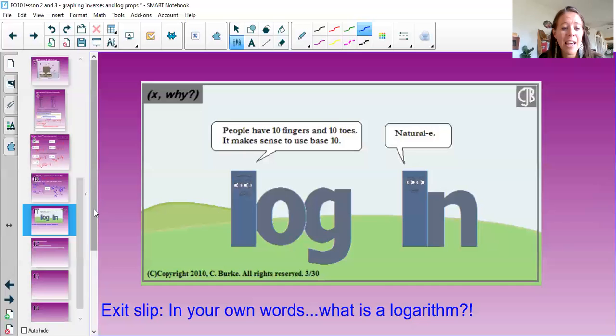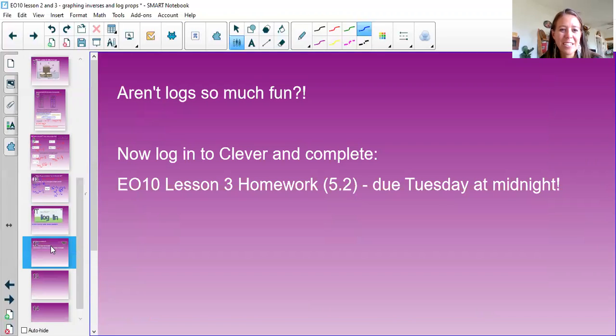So as your exit slip today, I want you in your own words to try and describe what it means. What is a logarithm? What is it? Okay. Now I want you to practice how fun these logs are and log into Clever and complete your last homework assignment for this week. In the book, this is 5.2 if you want extra resources, and remember that it's due Tuesday night at midnight.